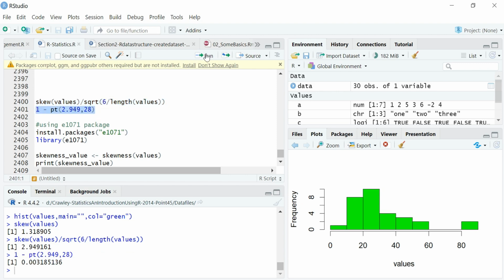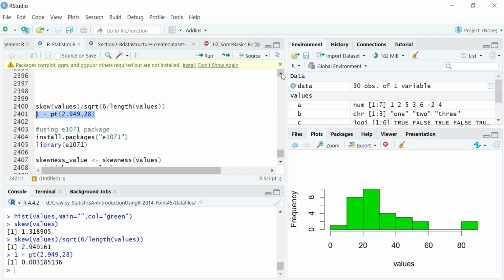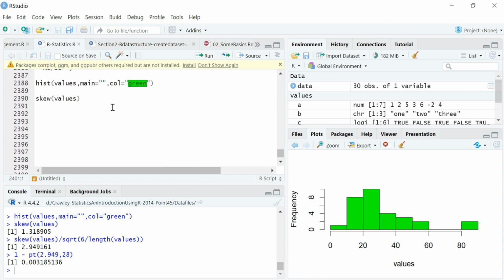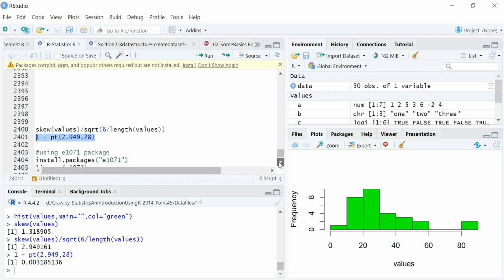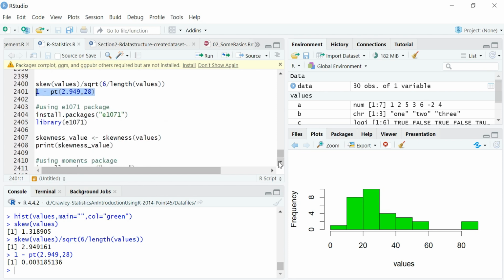Actually this p-value is very low, very significant, lower than 0.05. So this comes with the same conclusion as when we see this skewness is 1.3, right? Very large. So this is highly significant for positive skewness.